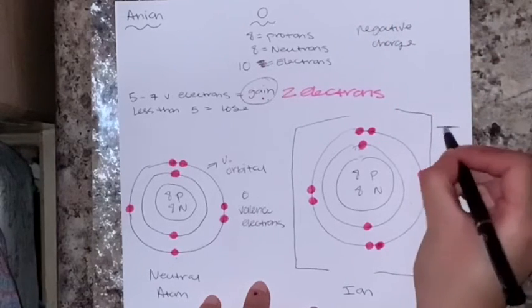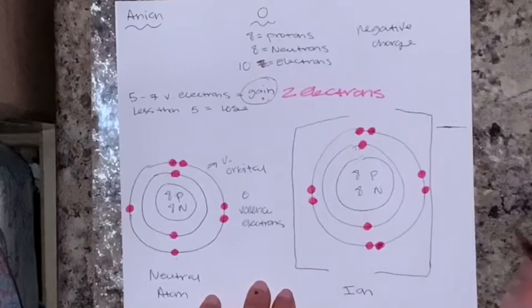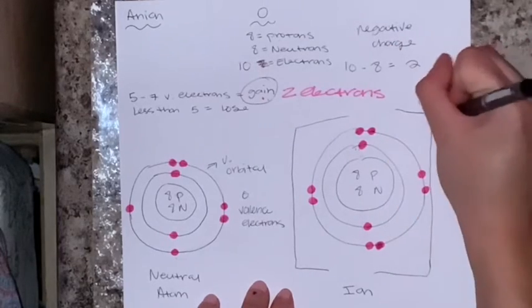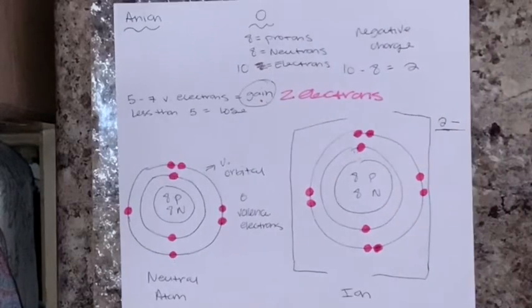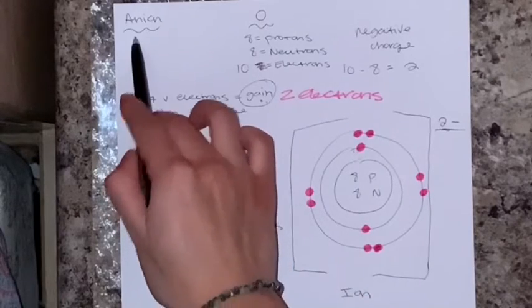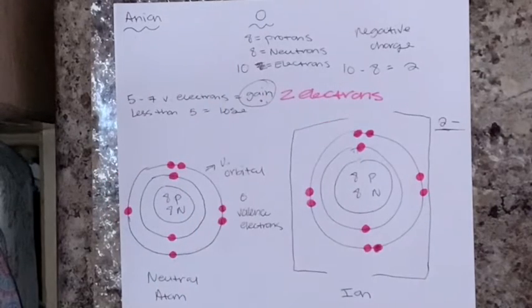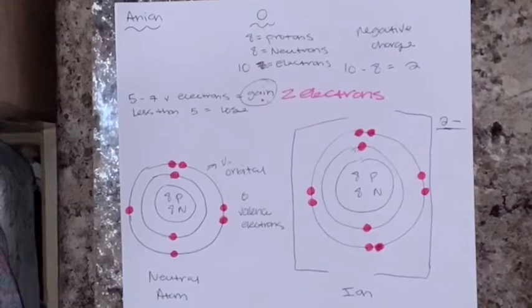And so since we gained 2 electrons, we have a negative charge of 2. And we're going to write that on the outside of the brackets in the right corner. And so this is an ion of oxygen. So now we're going to be looking at ionic compounds.